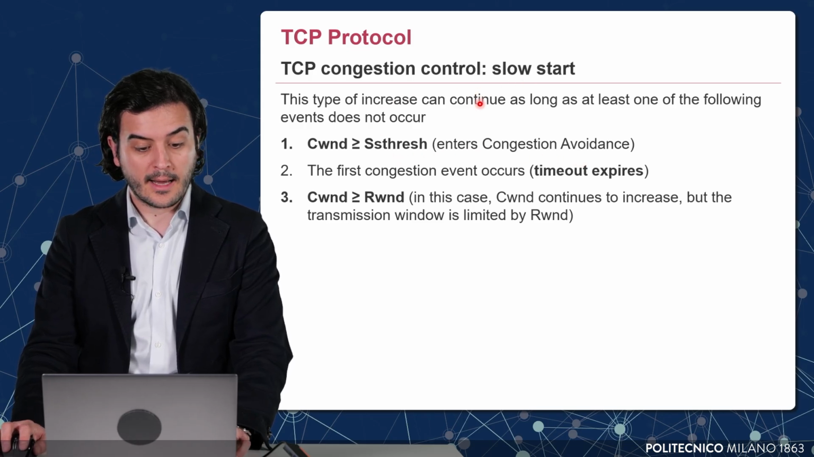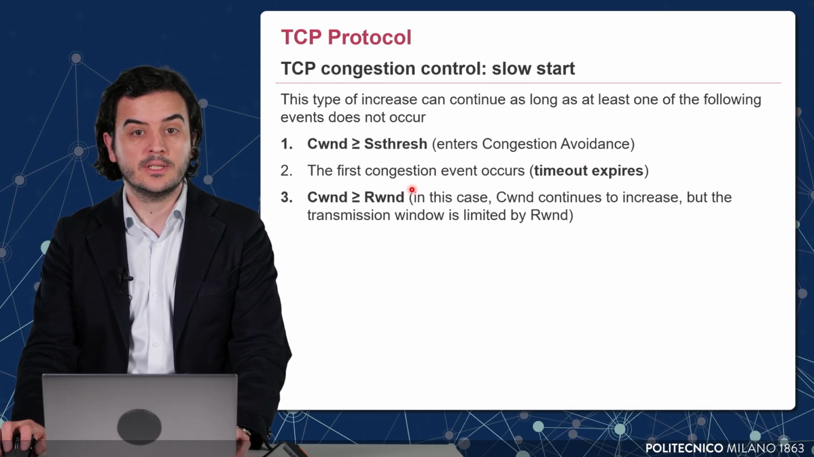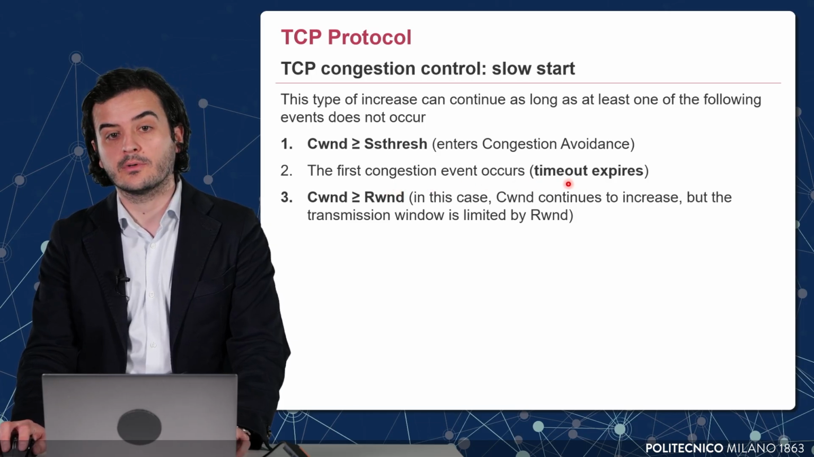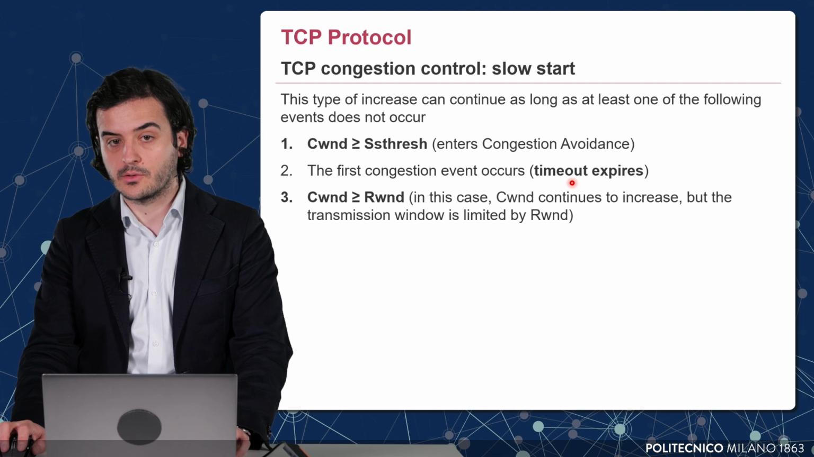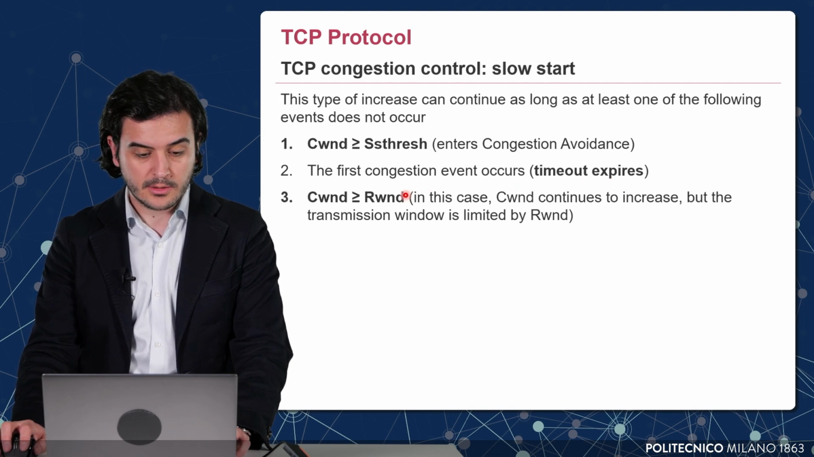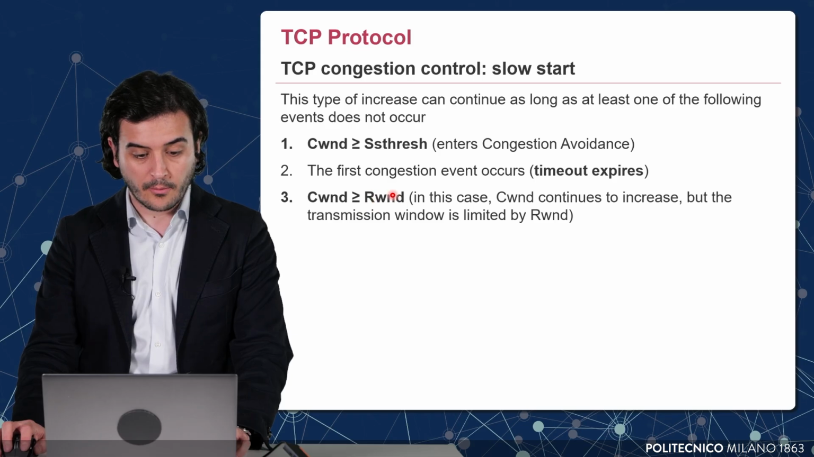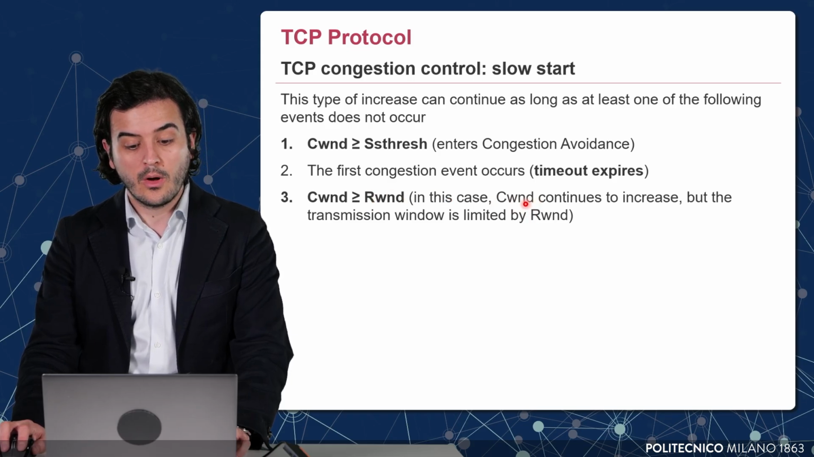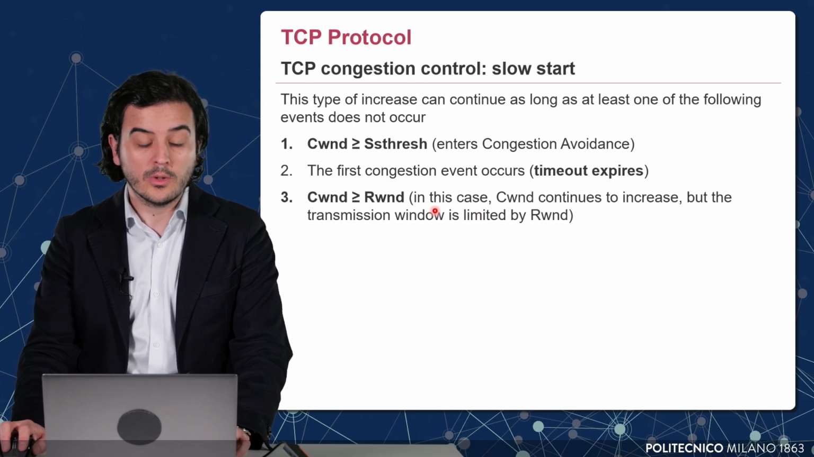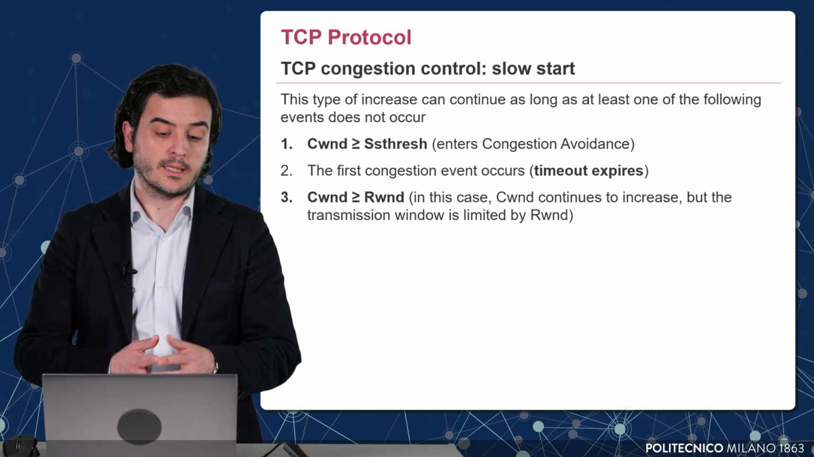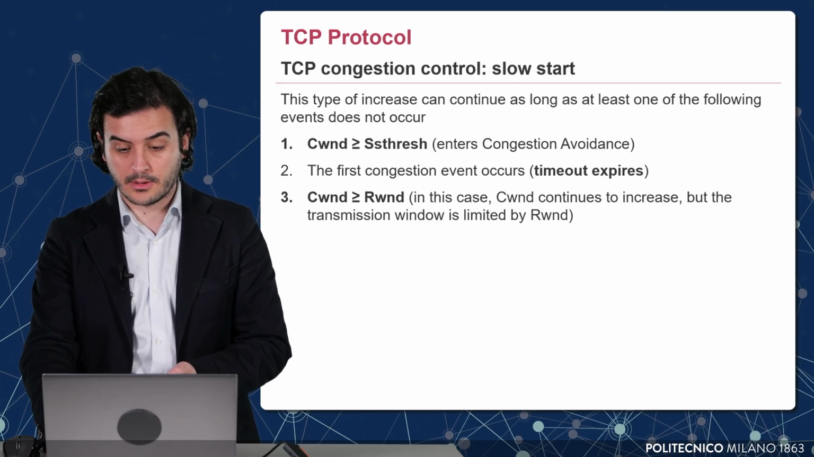Slow start continues to happen until the first congestion event. In this case, we have a loss of segment and hence also the timeout expires. Or the congestion window is greater than the receiving window. In this case, the congestion window will continue to increase, but the transmission window will be limited to the receiving window, which has a lower value than the congestion window.